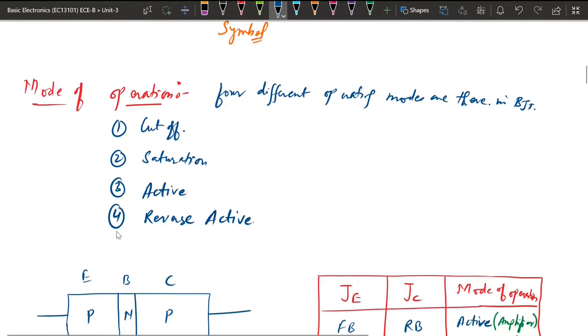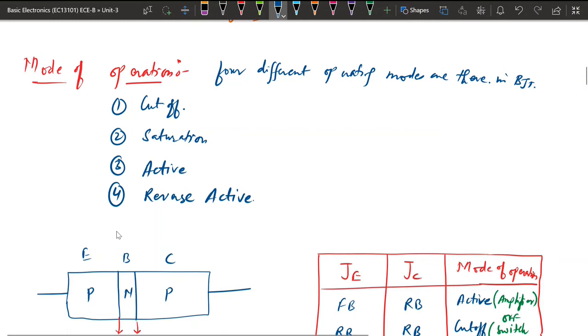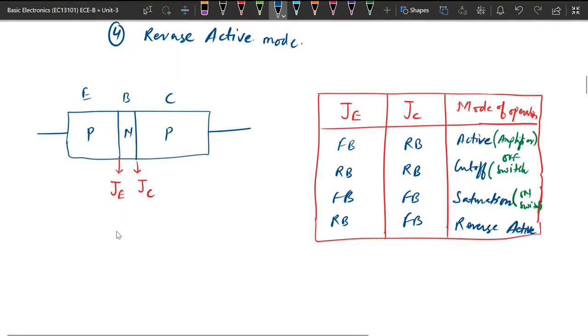Next we will see the different modes of operation. In a BJT there are 4 different modes of operation, based on the biasing provided to the different terminals of the BJT. They are cutoff mode, saturation mode, active mode, and reverse active mode. This has been summarized in this table.